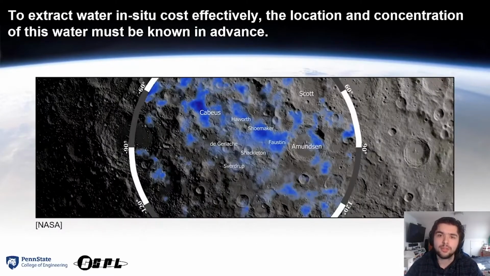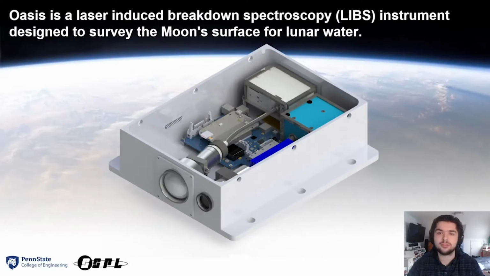Water is scattered throughout PSRs in non-uniform patches, as shown by this mapping of LRO data onto the lunar surface. Thus, data on the specific location and concentrations of water within these regions is needed to mine them cost-effectively. As part of the 2020 NASA Big Data Challenge, SSPL is developing OASIS, a laser-induced breakdown spectroscopy instrument designed to provide detailed, locally procured data on the concentration of water within PSRs, directing the Artemis program towards areas where their water mining efforts will have the highest return on investment.